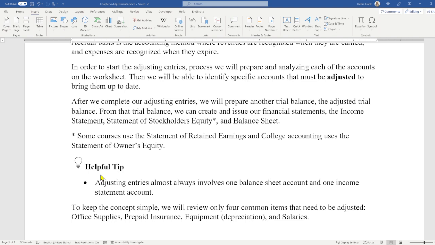We're going to adjust office supplies, prepaid insurance, and record some depreciation. It's already calculated for us. We don't have to calculate it. And then also record salaries expense. So let's get to it.